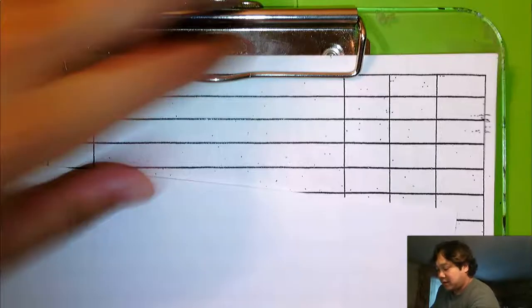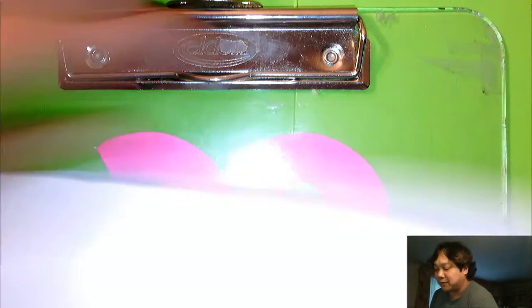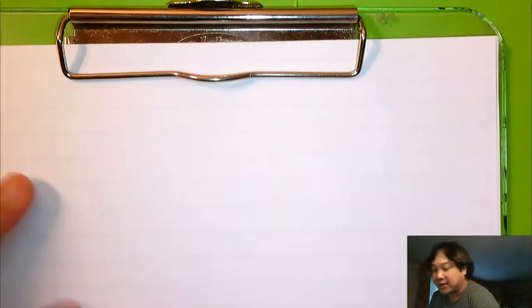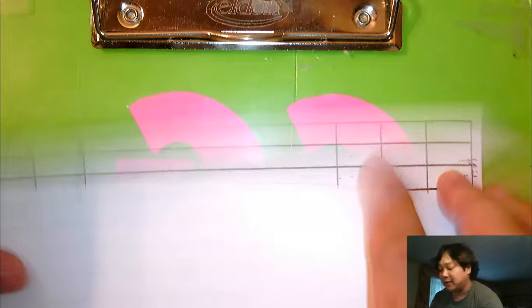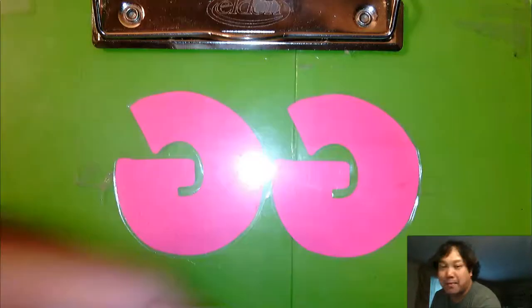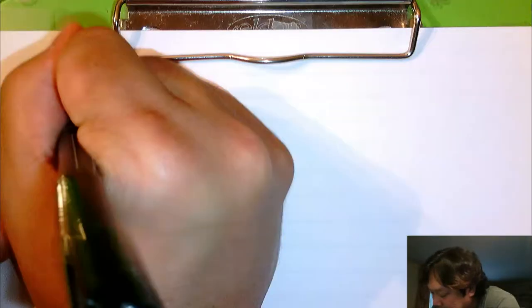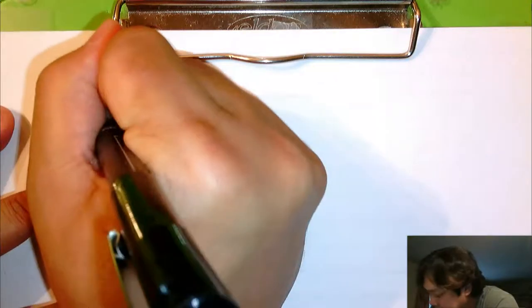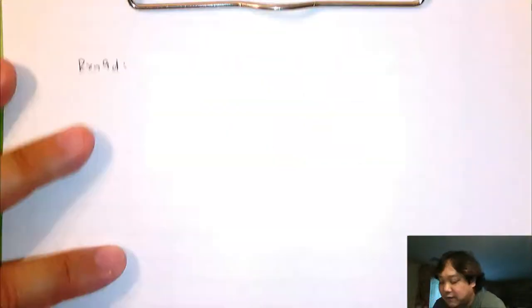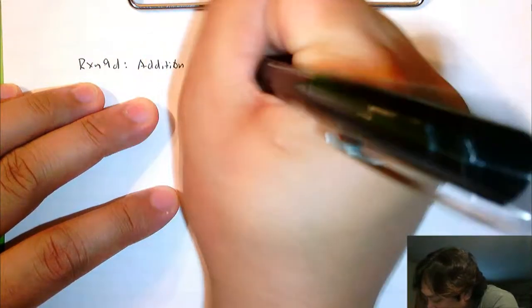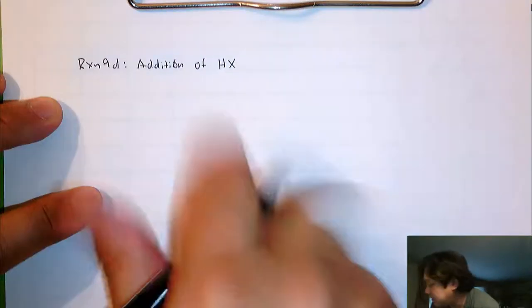HBr, and we could also do HCl. Do you remember whose rule we used when we were adding HCl and HBr to, why did I do that? HCl and HBr to alkenes? It begins with an M, Russian. We're going to use Markovnikov's rule. Reaction 9D. And this is addition of HX. Okay, that could be HCl or HBr.